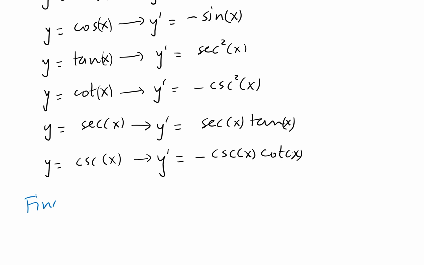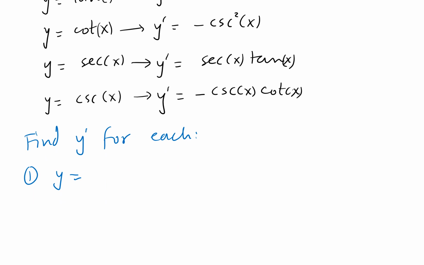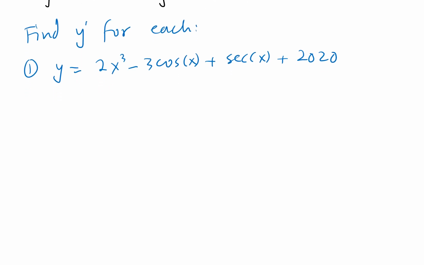To apply these formulas, we need to find y prime for each of the following. Let's take an example. Y equals 2x cubed minus 3 cosine of x plus secant of x plus 20. This is an example. And we're going to look at another example. Y equals sine of t over 1 minus tangent t.